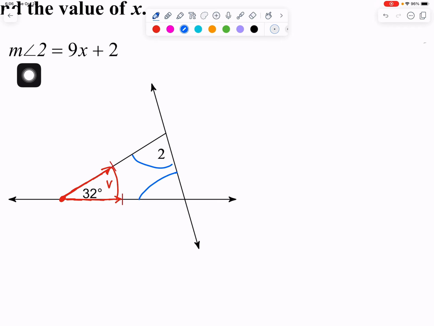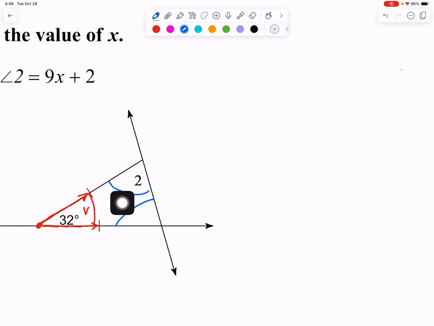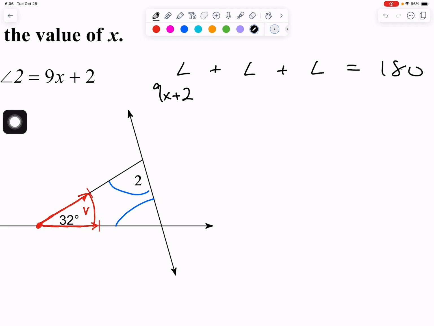All right, so we know that the measurement of angle 2 is 9x plus 2, so the open area is also 9x plus 2. And we now have 3 interior angles, so again, we will be doing angle plus angle plus angle equals 180. We will do our 9x plus 2 plus 9x plus 2 plus 32 equals 180.